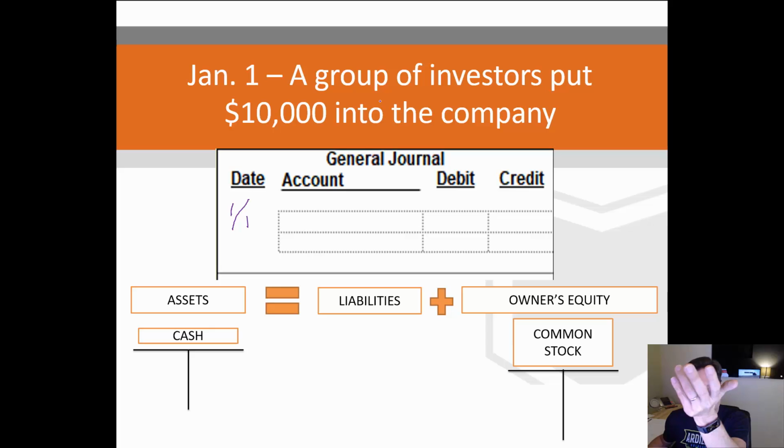So is cash going up or is cash going down? Ask yourself that question. Is cash going up or is cash going down? Well, it's going up. We're getting money. Our cash account is on the left-hand side of the accounting equation. How do I make that go up? It's on the left-hand side. It goes up on the left-hand side. So cash is going to be my debit. I'm not going to plug that in there right now. I'm going to come up here and make my entry. Cash is going to be my debit, because I need to make that account go up to reflect the fact that I got $10,000 I didn't have before.